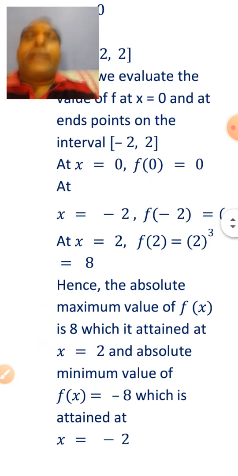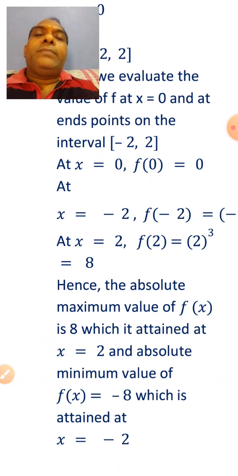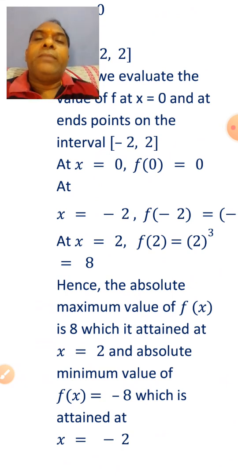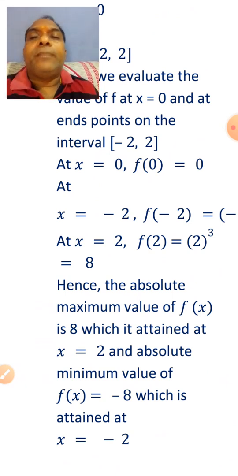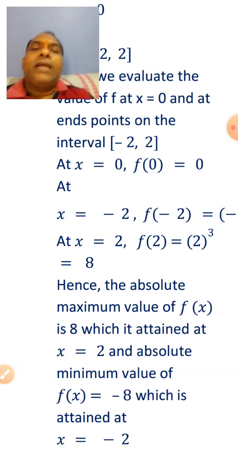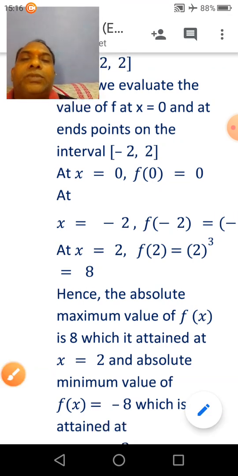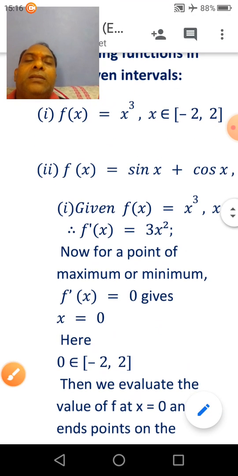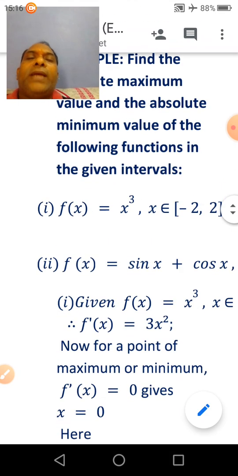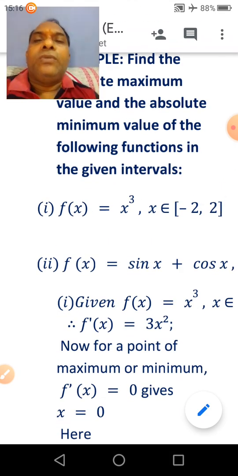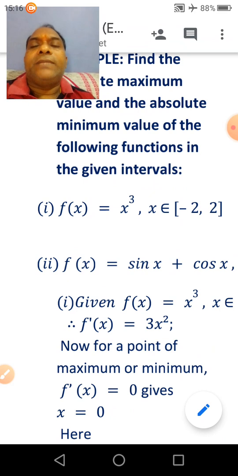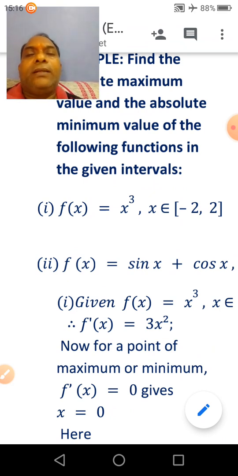So you have to remember, to find the absolute maximum and absolute minimum values, firstly find f'(x), then put f'(x) equal to 0 and find the value of x. Clear? Put the values of x in the given function and also from the given interval find the value of the function, and find the minimum and maximum value, which will be the absolute maxima and absolute minima value of the function.